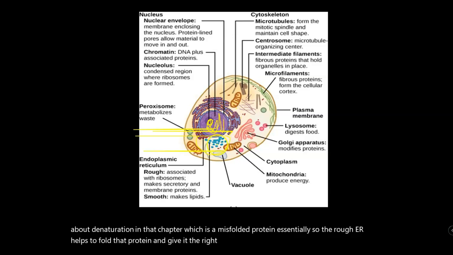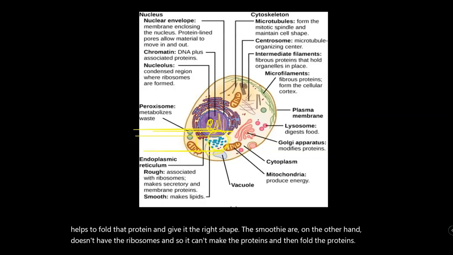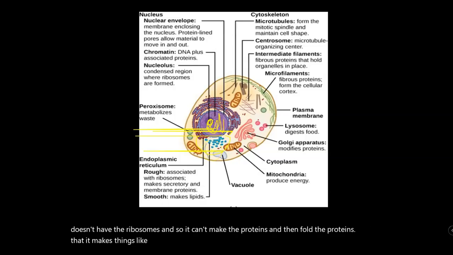The smooth ER, on the other hand, doesn't have the ribosomes, and so it can't make the proteins and then fold the proteins. Instead, it makes things like lipids. So some of your lipid-based hormones like estrogen and progesterone and testosterone, those are made here in the smooth ER. It makes phospholipids so it can make more membranes. That's what this is doing off over here.